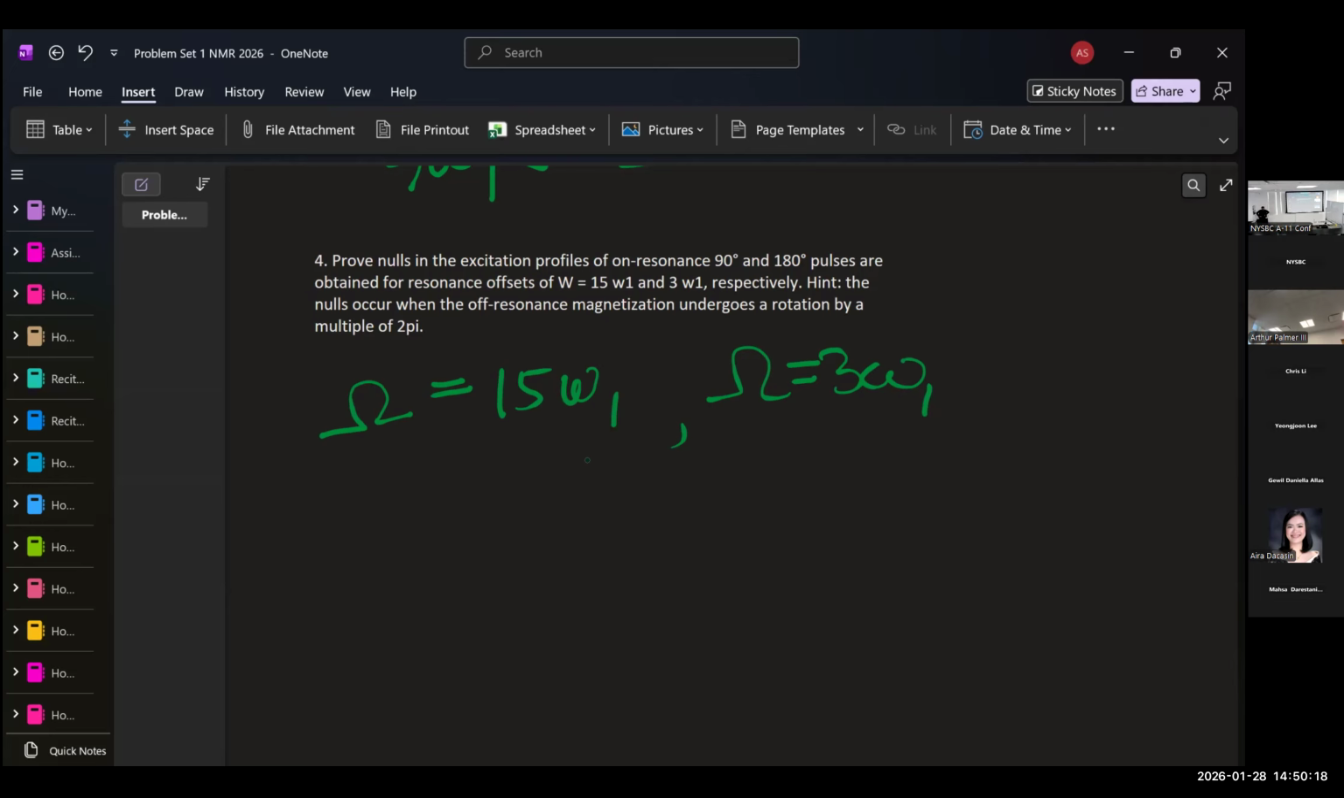So just to confirm what the question is asking, we apply a 90-degree on-resonance pulse and yet we don't see signal. So the magnetization went back to where it started. Yes, at some resonance offset. On resonance, you're going to see full signal because you did a 90 degree. But somewhere off resonance, you're going to get no signal.